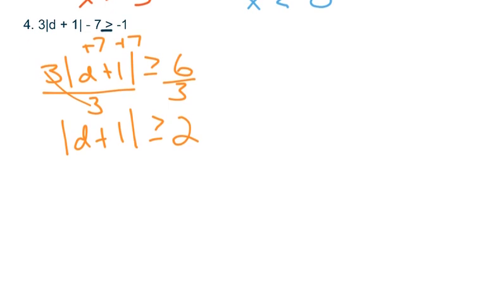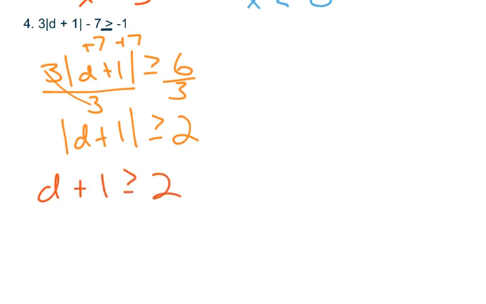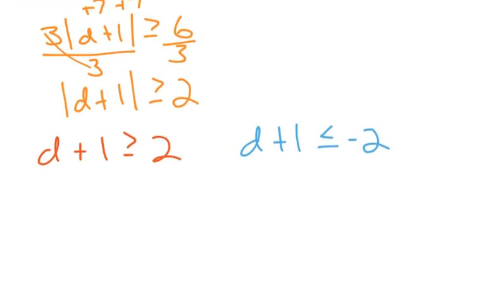Now that we've got the bracket by itself, we can go ahead and split this up. So we lose the brackets for the first one, d plus 1 greater than or equal to 2. Just drop the brackets and you've got one. For the second inequality, drop the brackets, d plus 1, flip the sign. So d plus 1 is less than or equal to negative 2. All right, let's go ahead and solve. These are one-step inequalities. These shouldn't be too bad. We're going to subtract 1, so d is greater than or equal to 1. Subtract 1 again, we'll have d is less than or equal to negative 3.